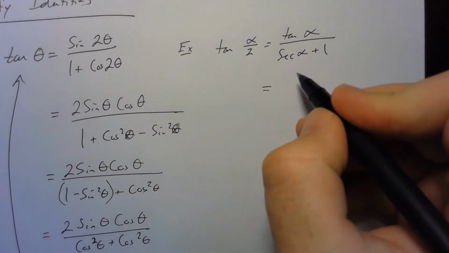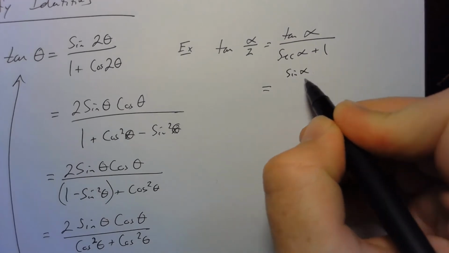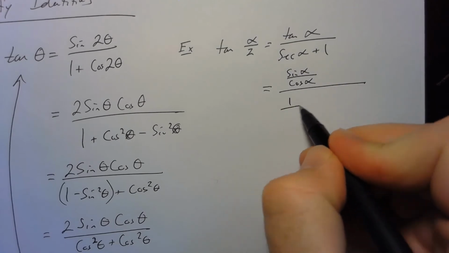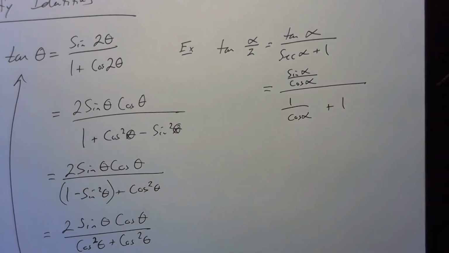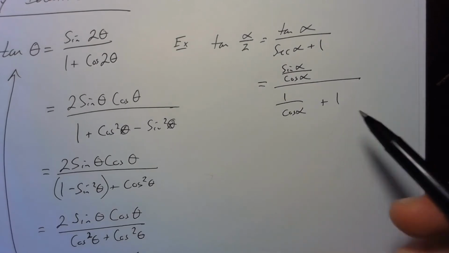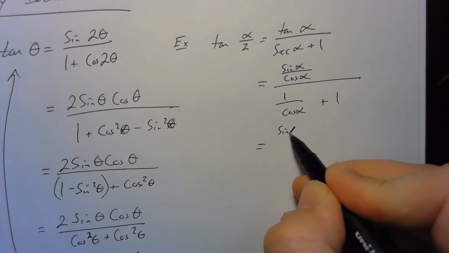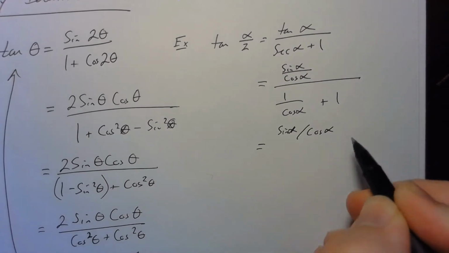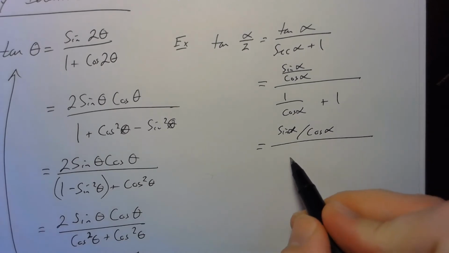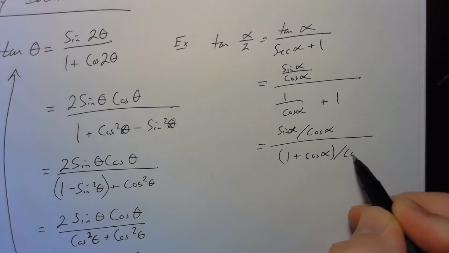So on this side right here, I'm going to change everything to sines and cosines. Tangent is going to be sine of alpha over the cosine of alpha, divided by, my secant is 1 over the cosine of alpha, plus 1. In this case, I can manipulate these fractions as much as possible to simplify. I'll start by leaving the top alone, so sine of alpha divided by the cosine of alpha, all divided by. On the bottom, I'll find a common denominator here, giving me 1 plus the cosine of alpha, all divided by the cosine of alpha.